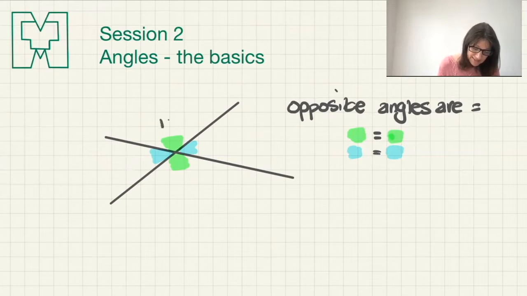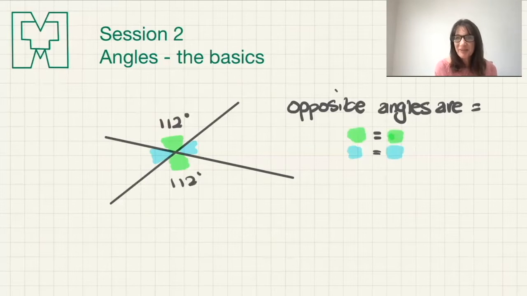If this here is 112 degrees, what is my other green angle going to equal? That one's going to equal 112 degrees as well. No maths, but I do need to remember the rule that opposite angles are equal, okay? To give it its full name, it's vertically opposite, but you will get the marks if you just say opposite angles are equal. So that's our first fact. So that's something that you should write down as a note, okay?